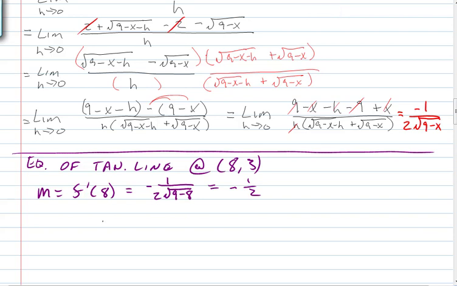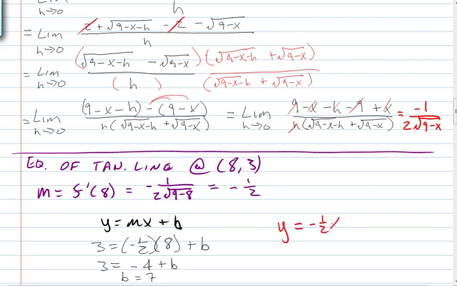Now we write an equation of a line. We can do that using y equals mx plus b. What are we going to use for y? 3 equals negative 1/2 times 8 plus b. So 3 is equal to negative 4 plus b. Add 4 to both sides. b is equal to 7, so what's the equation of our tangent line? y equals negative 1/2 x plus 7. That's the equation of the tangent line.